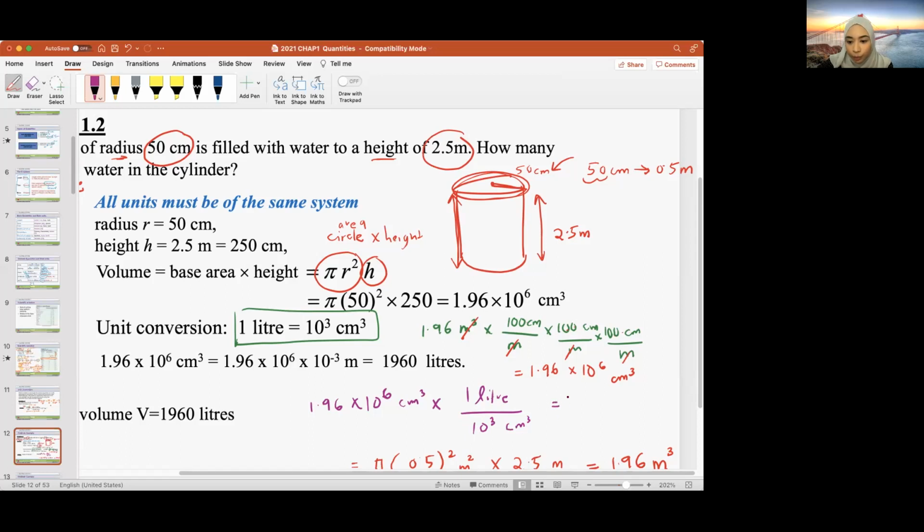So 1.96 times 10 to the 3. The centimeter is cancelled out already, so I am left with liters. So is it the same as this one? Let's see. 1, 2, 3. 1960 liters. The end of our misery.